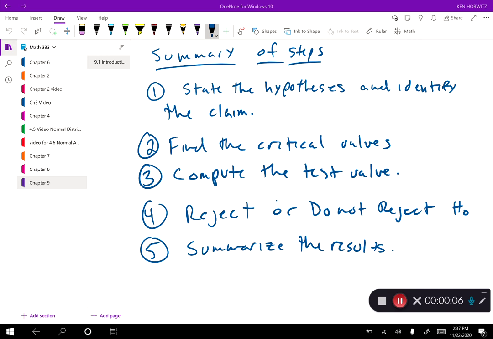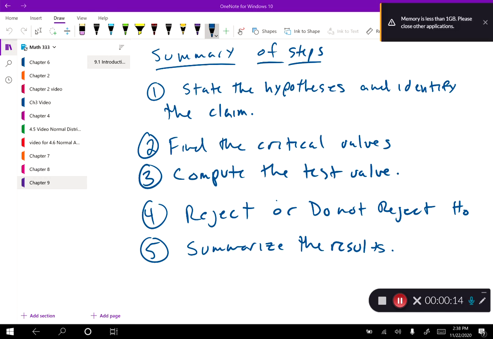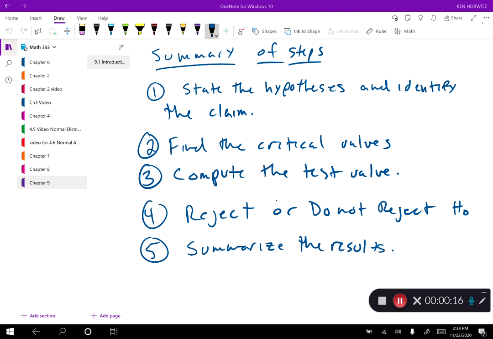This is part 2 of 9.2 of our hypothesis testing. In part 1, we talked about the different components of hypothesis testing, just kind of what they were, a couple of examples of how to find them, but we really didn't put everything all together. And the reason the summary of the steps is up is because this was the last thing that I left you with from 9.1, and we're going to utilize these 5 steps to do a couple of different problems with hypothesis testing.